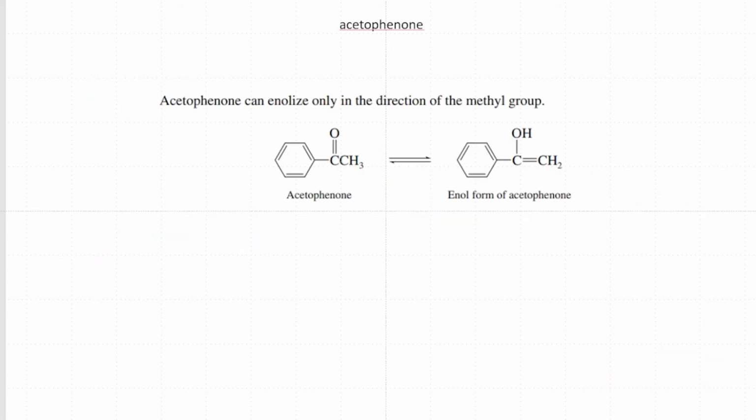The next question is acetophenone. Here in acetophenone, the benzene ring is not involved in enolization because the carbon next to the carbonyl does not have any hydrogens, whereas the methyl group here has three enolizable hydrogens. So this is the enol form of acetophenone. Again, the strategy that we would employ to address these questions is to first identify the enolizable hydrogens and then move on.